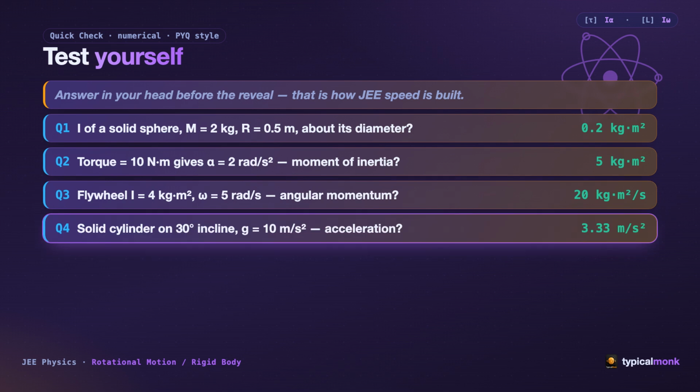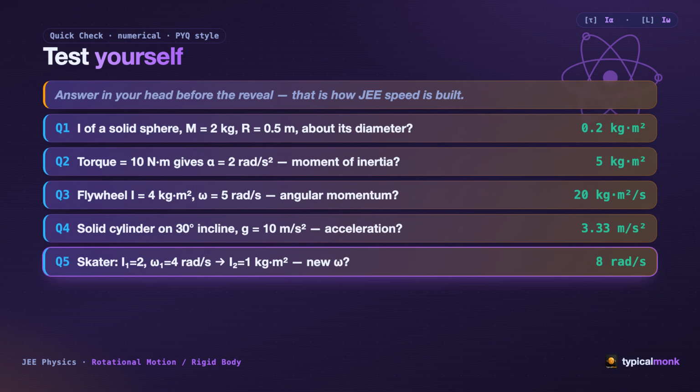Question 4. A solid cylinder rolls without slipping down a 30-degree incline, with g equal to 10 meters per second squared. Its linear acceleration, g sine theta over 1 plus 1/2, which is 10 times 0.5 over 1.5, 3.33 meters per second squared. And question 5.